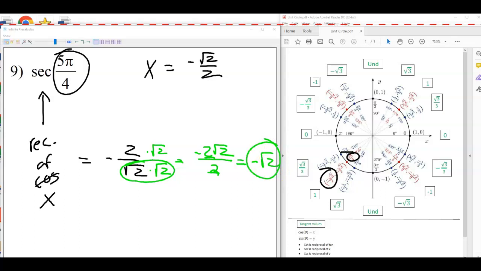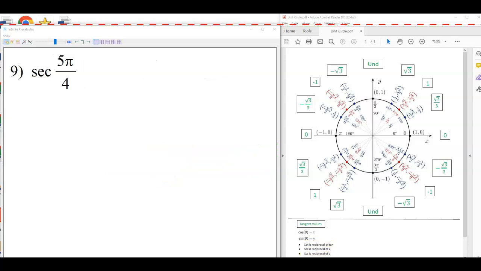Okay? So the big takeaways here are that cotangent is the reciprocal of tangent, secant is the reciprocal of x, cosecant is the reciprocal of y. Some other things that you want to keep in mind is that if you have a square root in the bottom, you've got to multiply the top and the bottom by the square root. And the other weird thing to keep in mind is that if you have an undefined, then the reciprocal of that will be 0. And if you have a 0, the reciprocal of that will be undefined. All right, so let's go ahead and have you guys try a couple of these.